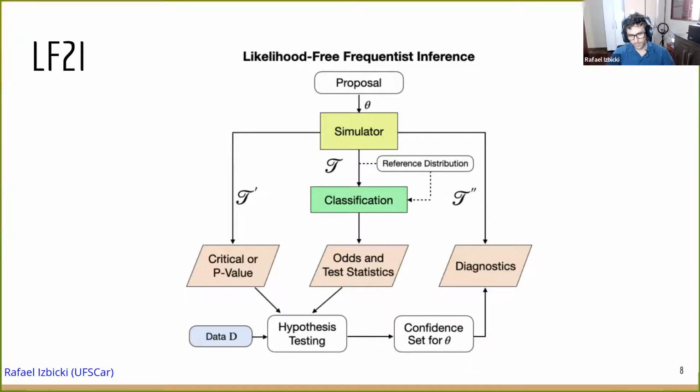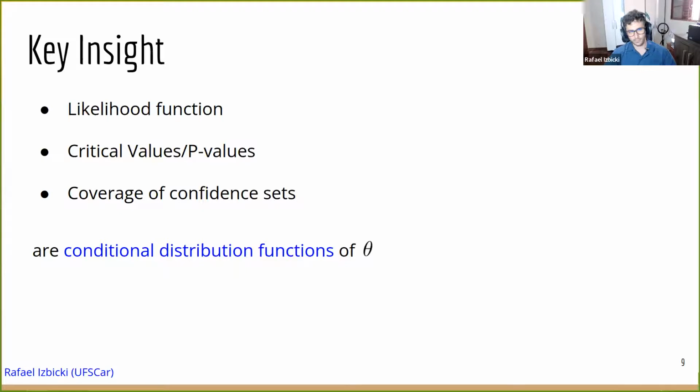Okay. All right, so the key insight to solve these 3 problems is to notice that the likelihood function, the critical values and the p-values, and also the coverage of the confidence sets, are conditional distribution functions of theta. In a second, I'm going to explain exactly what I mean by that, but from a practical perspective, this implies that we are going to be able to estimate all these quantities using standard regression methods. So random forests or boosting or neural networks, all of them can be used, okay?